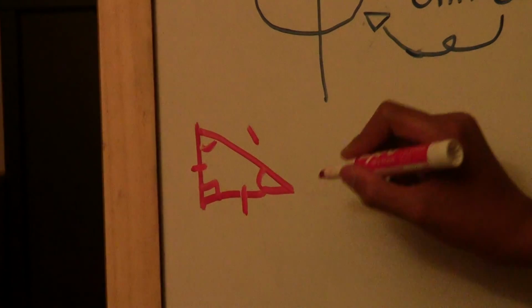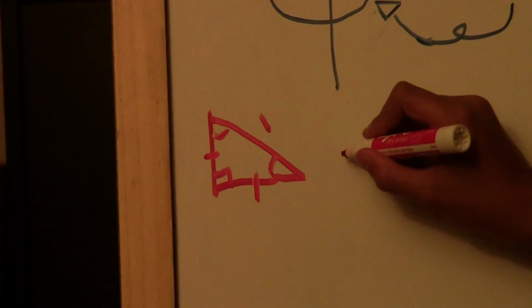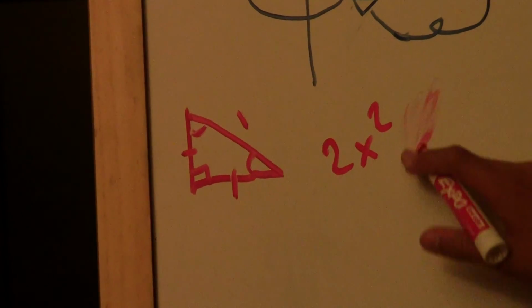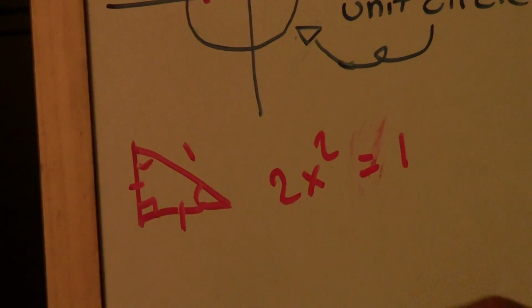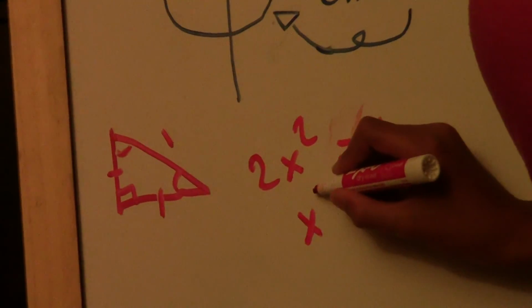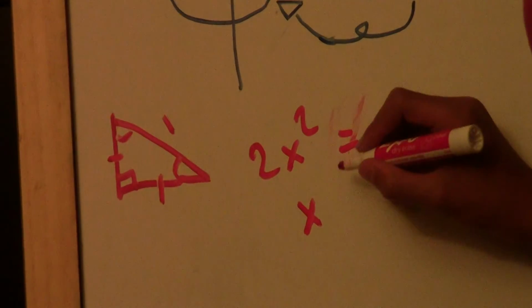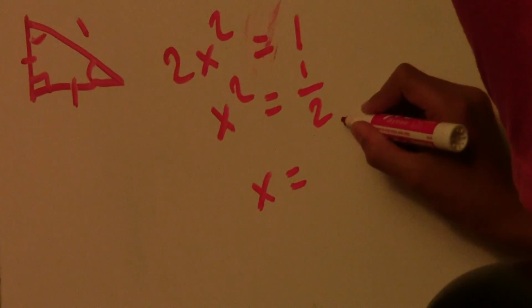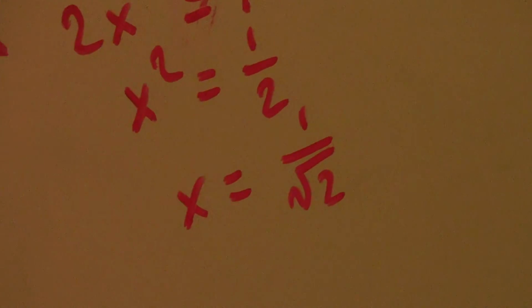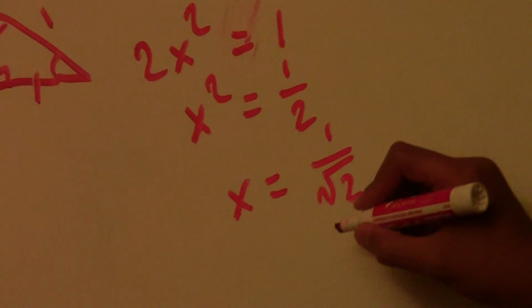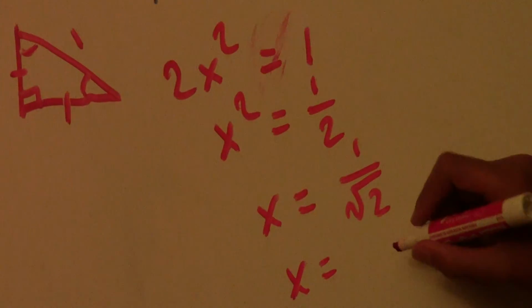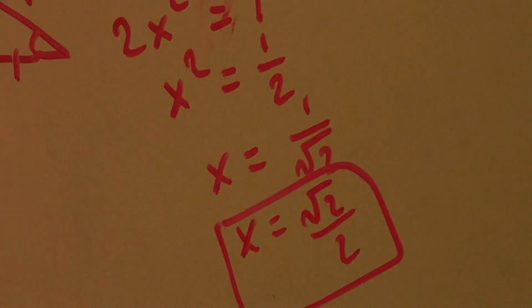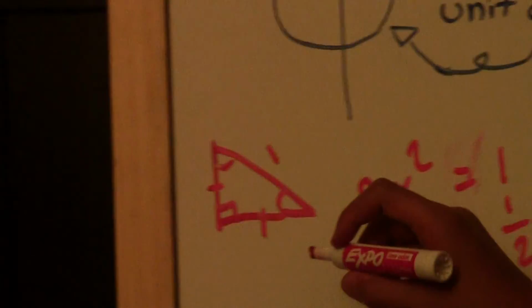Because these two are the same, we can use the Pythagorean theorem. 2x squared is equal to 1 squared, which is just 1. X is the side length. So x squared is equal to 1/2, and x is equal to 1 divided by the square root of 2. If we don't want the square root on the bottom, which typically you don't, we multiply by the square root of 2 on top and bottom. The bottom just becomes 2. Square root of 2 divided by 2, and that's our answer.